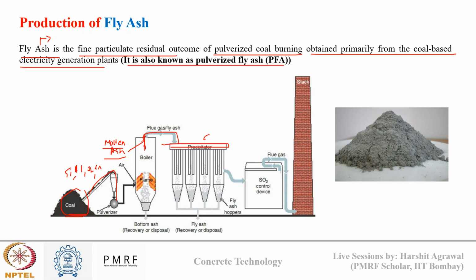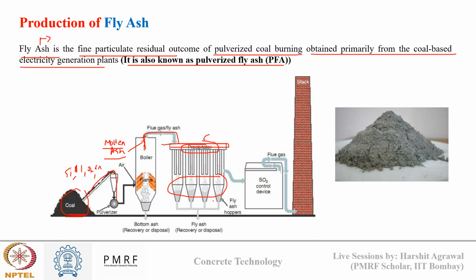So the powdery material that is formed is separated from the flue gases with the help of precipitators, like electrostatic precipitators or baghouse filters, and from this separation we get the powdery material which is fly ash.